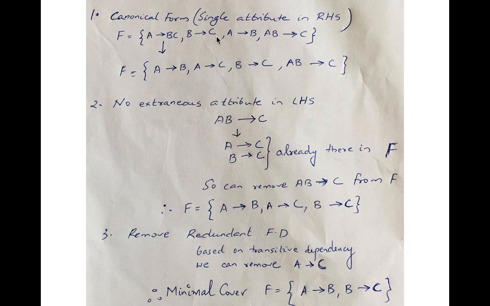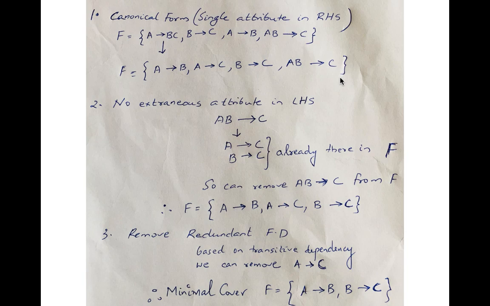The rest of the things, this A gives B is already there, so you need not write it two times. A gives B, A gives C, B gives C, AB gives C. So this is after the first step. In the second step, we need to remove the extra attribute in the LHS. So in this, the only possibility to violate that is this one, AB gives C. So we need to see, can we write AB gives C as A gives C and B gives C?